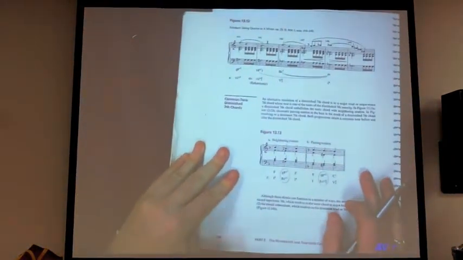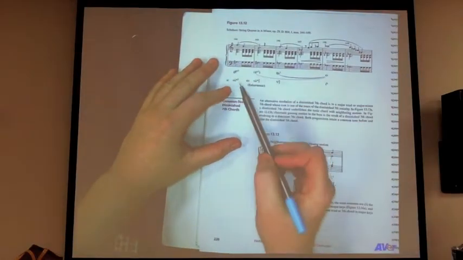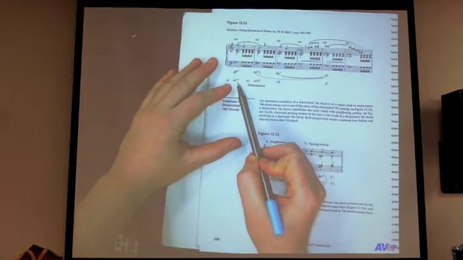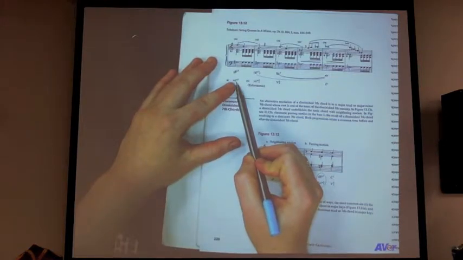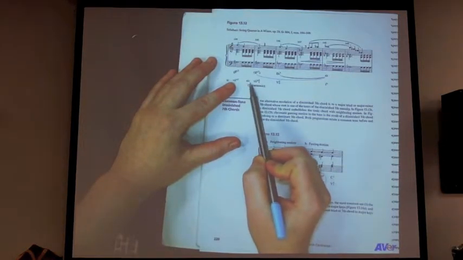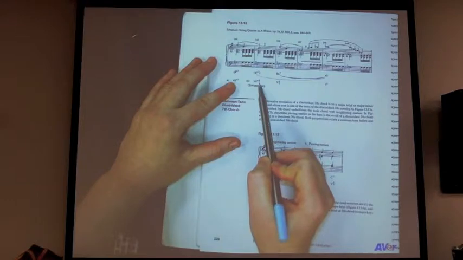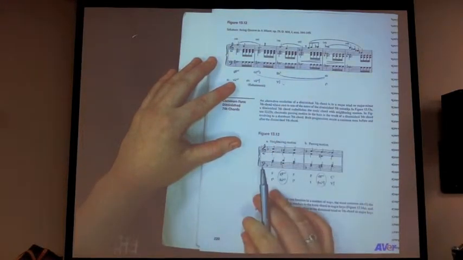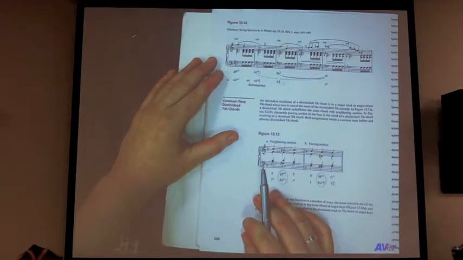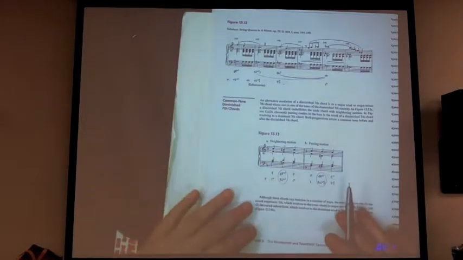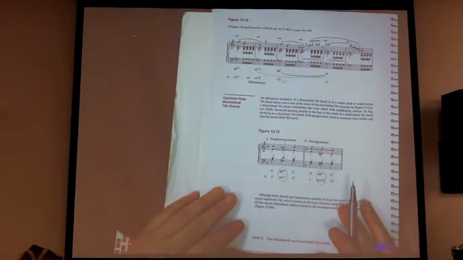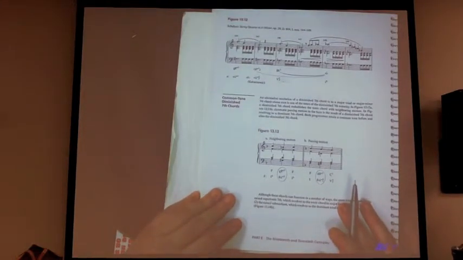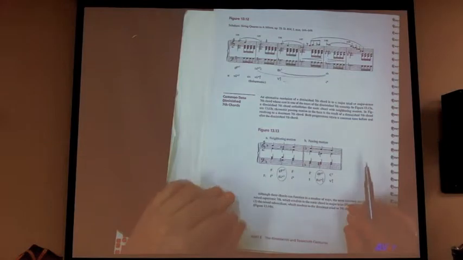You can see in this string quartet, we've got our diminished seventh in A, which resolves to E flat, which then puts us into E flat minor. It's just a nice little enharmonic spelling. So there's that.